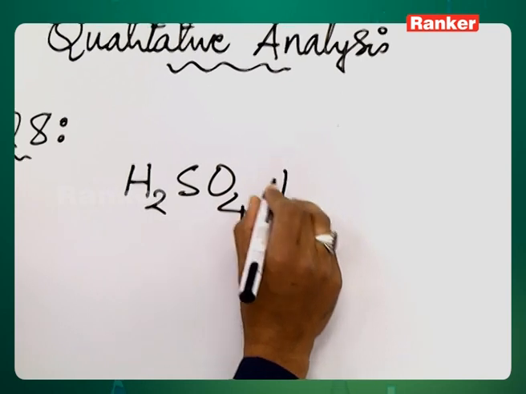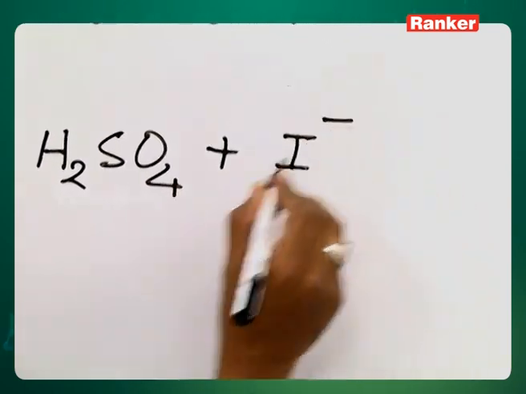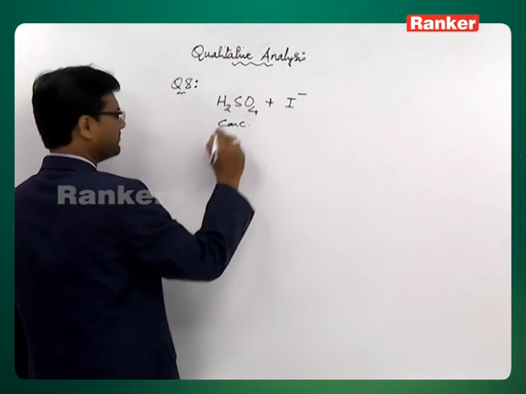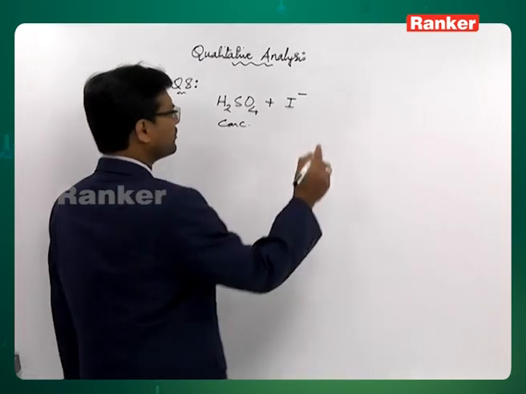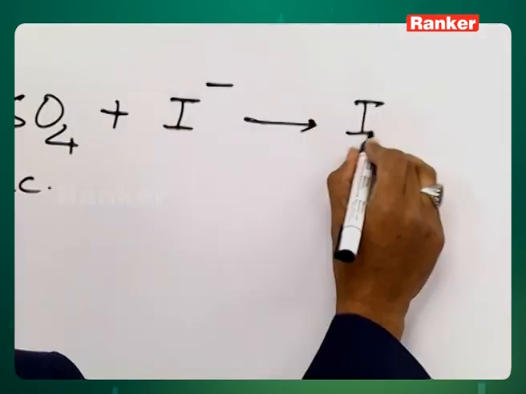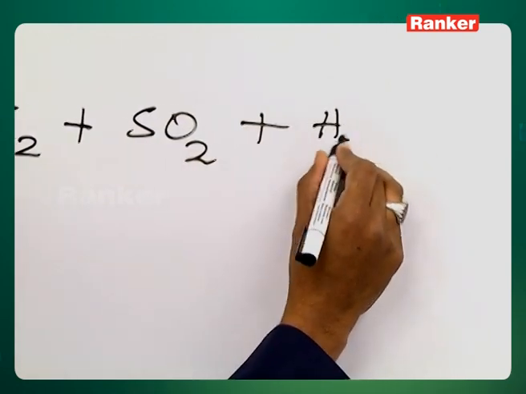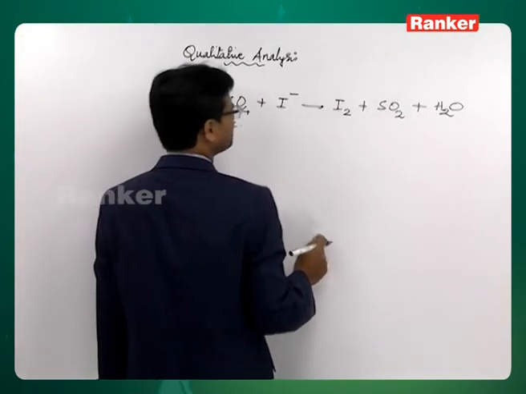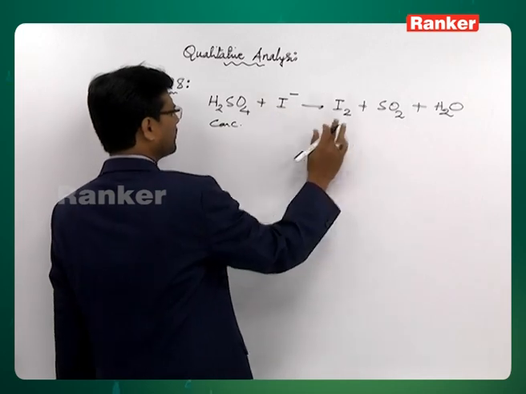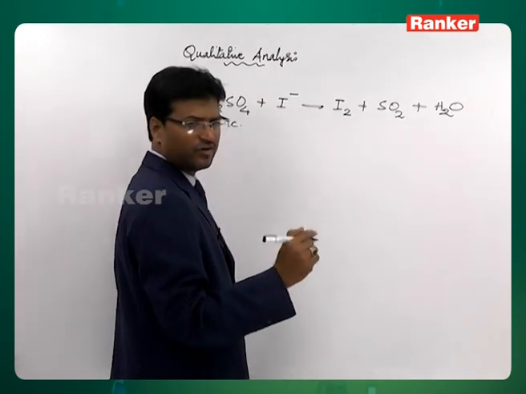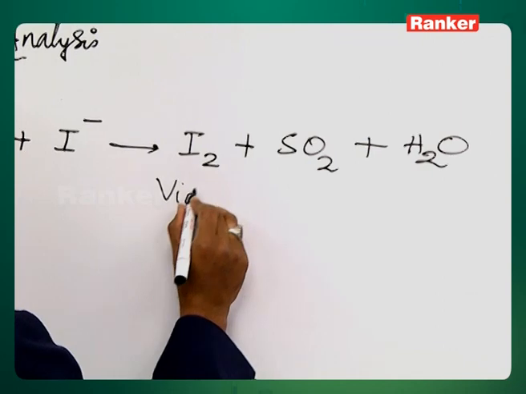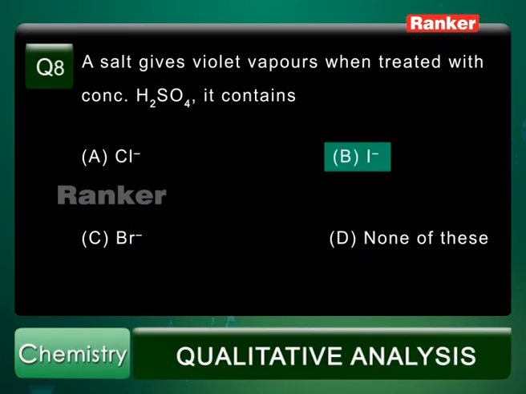Concentrated sulfuric acid is a reasonably powerful oxidizing agent, and it oxidizes iodide to iodine. It itself gets reduced to SO2 and H2O is also formed. So, iodide gets oxidized to iodine, and this is responsible for violet vapors. So, the correct answer is B, I minus.